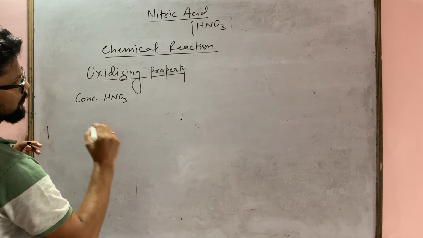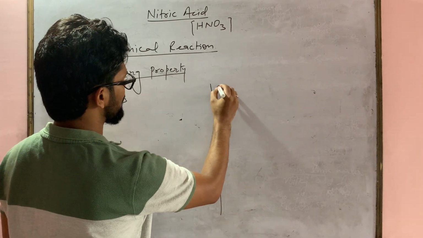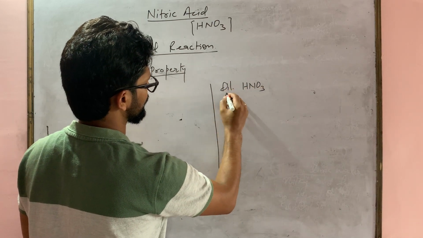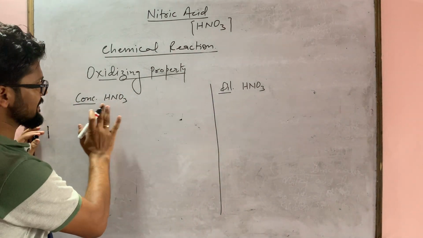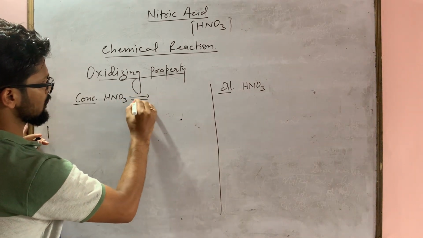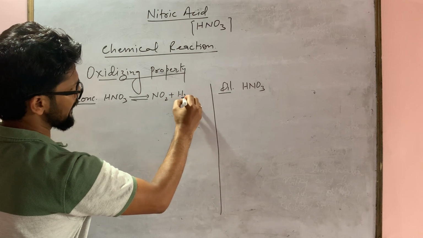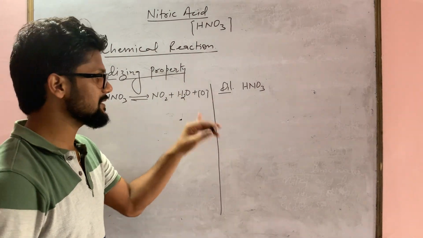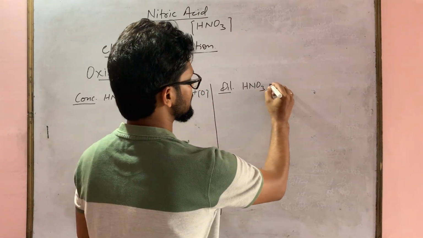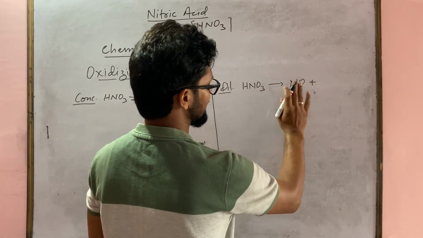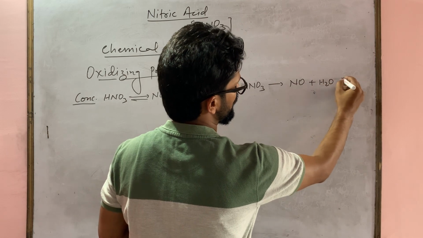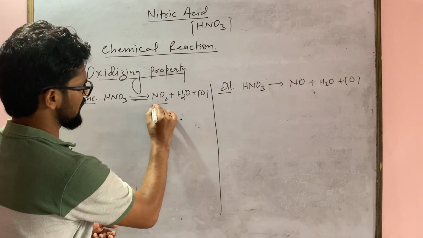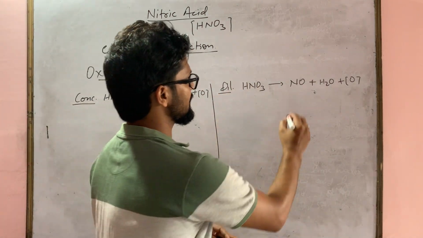One side I am taking concentrated HNO3, and at the same time I am taking dilute HNO3. When concentrated nitric acid decomposes, it gives NO2 plus H2O plus nascent oxygen. This nascent oxygen is very reactive. At the same time, if dilute nitric acid decomposes, it gives NO, that is nitric oxide, plus H2O plus nascent oxygen. So here is the difference. When concentrated is taken, it gives NO2. When dilute is taken, it gives NO.